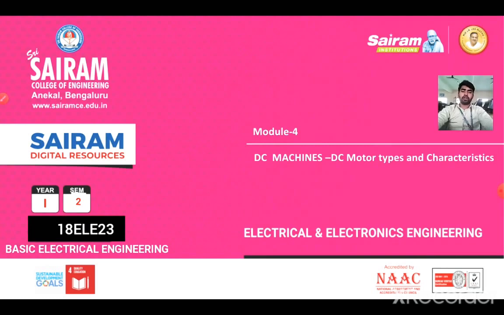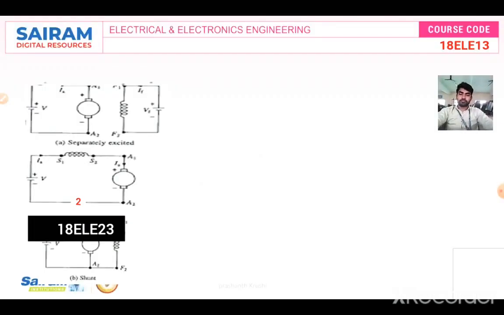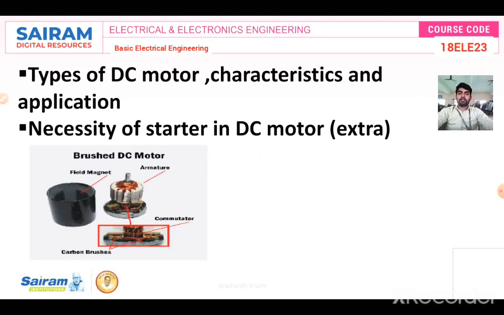Motor, like the name itself indicates, rotation will be there. So, DC motor types. Types of DC motor: shunt motor, series motor, compound motor. In compound, there is short shunt compound motor and long shunt compound motor. Application we already discussed, and necessity of starter is an extra point. This is a brushed DC motor concept.